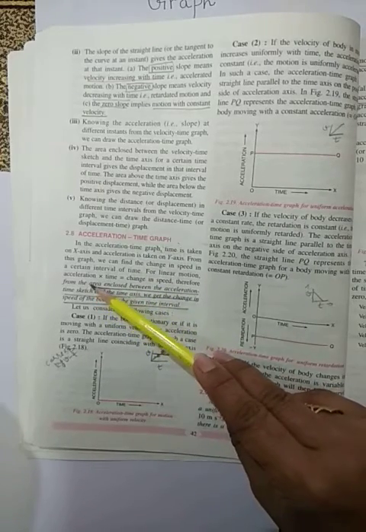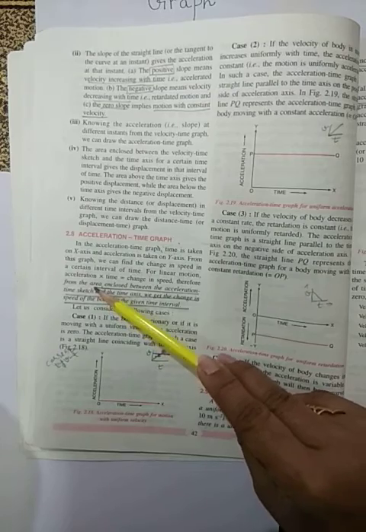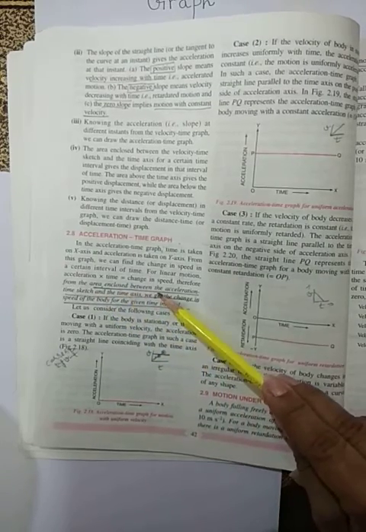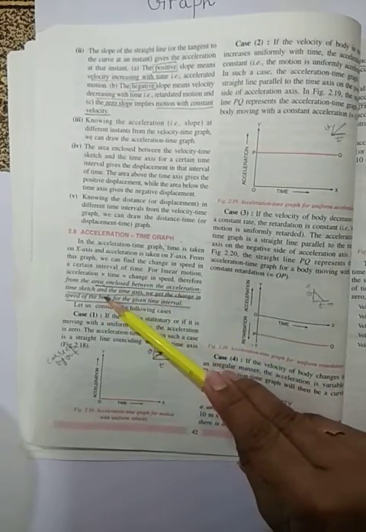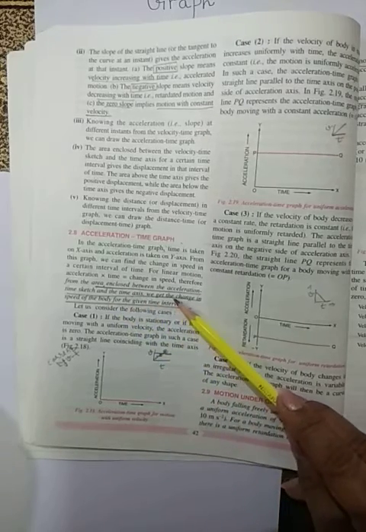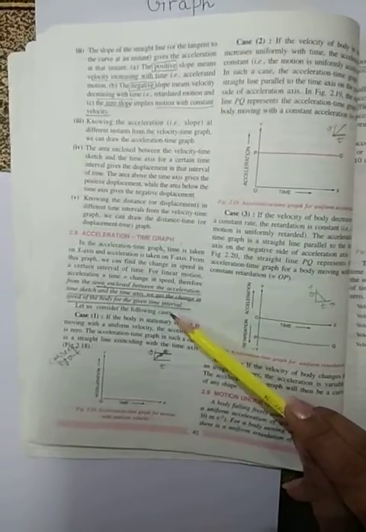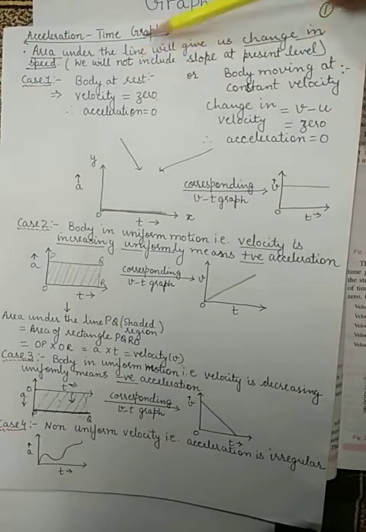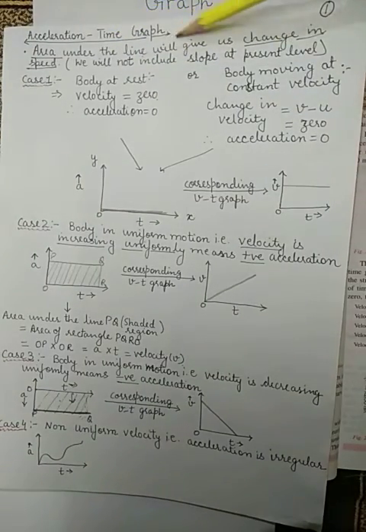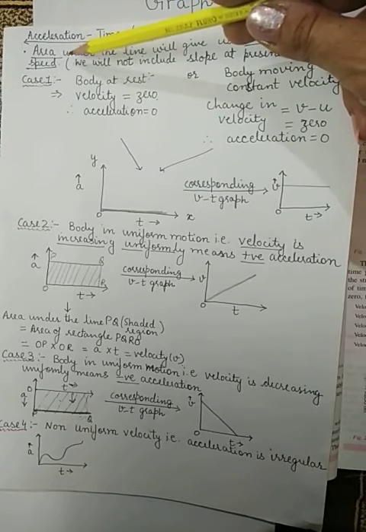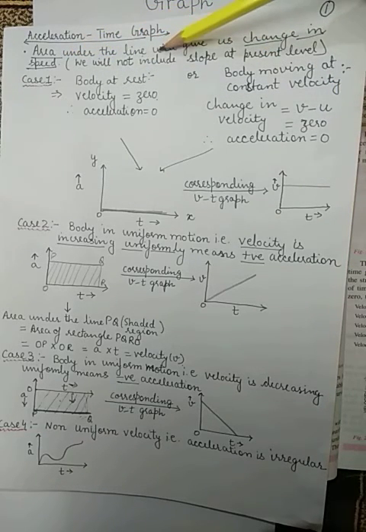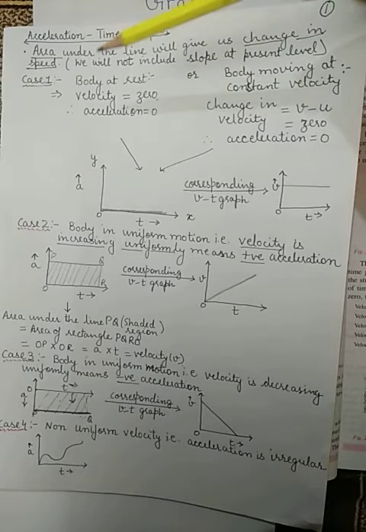Look here, the words which are written in italics. The area enclosed between the acceleration time sketch and the time axis gives us the change in speed of the body for the given time interval. Here, you can see that the acceleration time graph is going to tell about area under the line. This area under the line will help us to study the change in the speed.